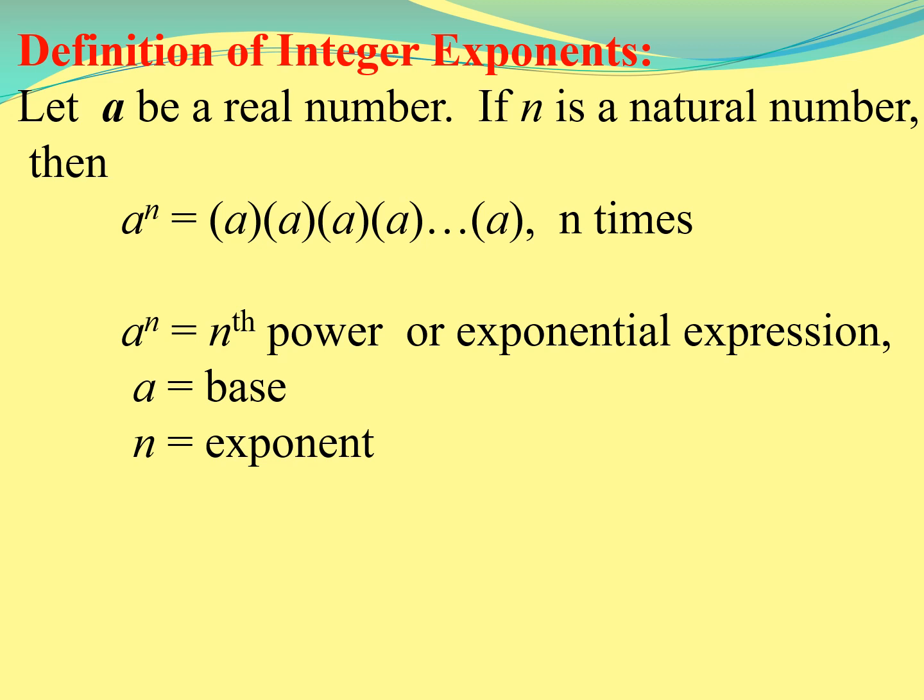Definition of integer exponents. Let a be a real number. If n is a natural number, then a to the n means a times a times a and so on, n times, where a to the n is the nth power or exponential expression, a is the base, and n is the exponent.